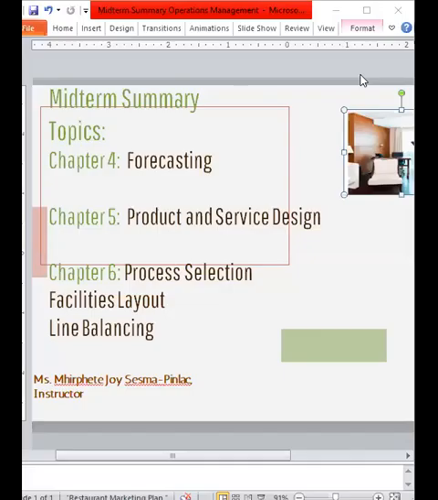A statement about the future value of a variable is called forecasting.